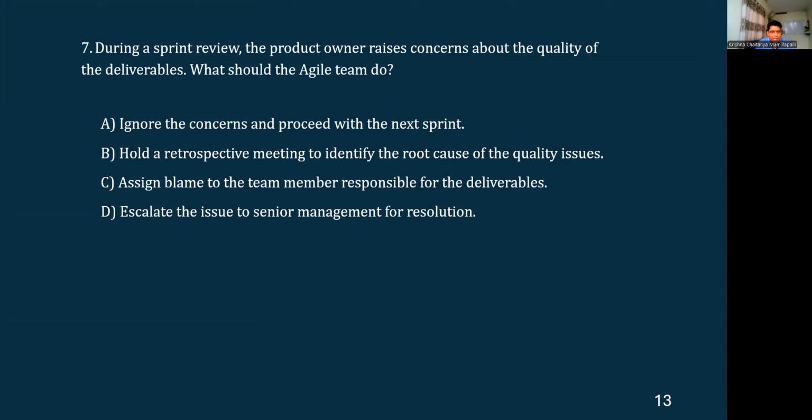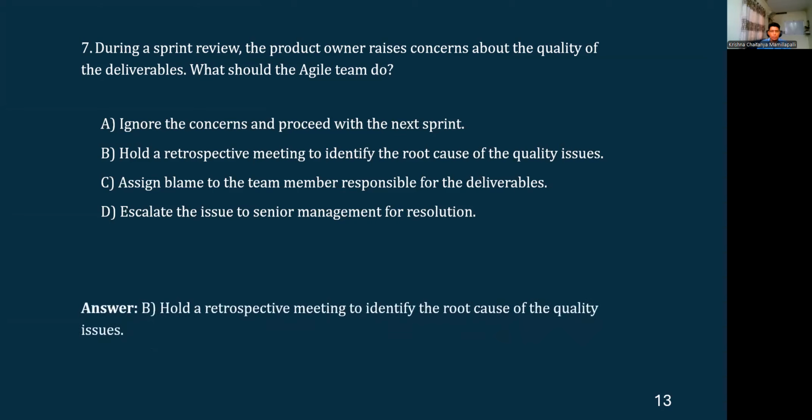The last option, escalate the issue to the senior management for resolution. Again, like we have seen in the earlier questions, this is out of scope or is the last resort that could be arrived at, but this is not encouraged in agile practices. So looking at all the options that are available here, B is the most appropriate and the right approach to follow. The team should discuss in the retrospective meeting the approach towards resolving these quality issues.